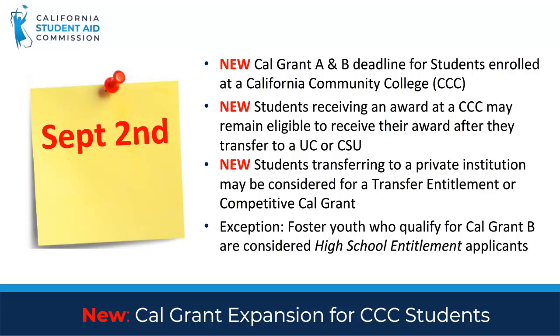California community college students may now be awarded a Cal Grant A or B Entitlement Award by applying prior to the September 2nd deadline. Additionally, students receiving an award at a community college remain eligible to continue receiving their Cal Grant after they transfer to a CSU or UC. Students transferring to a private institution may be considered for a Transfer Entitlement or Competitive Cal Grant Award. The Cal Grant B for Foster Youth Award maintains the September 2nd deadline to apply, and those students are still considered to be entitlement applicants.